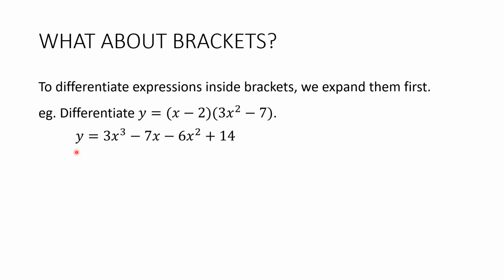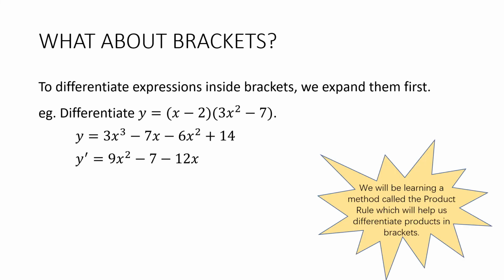Now let's differentiate. So it's going to be 9x squared take away 7. Take away 12x plus 0. Okay, you can get to the point where you can do these quite quickly. We are going to be learning a method called the product rule, which is going to help us differentiate products in brackets.